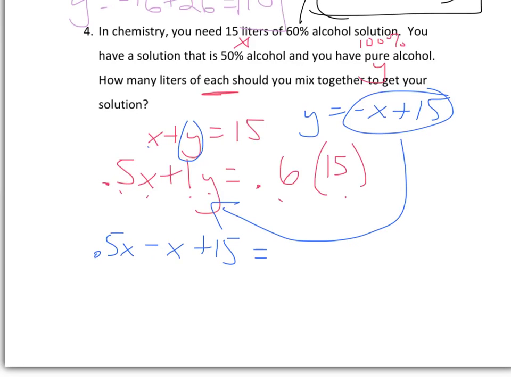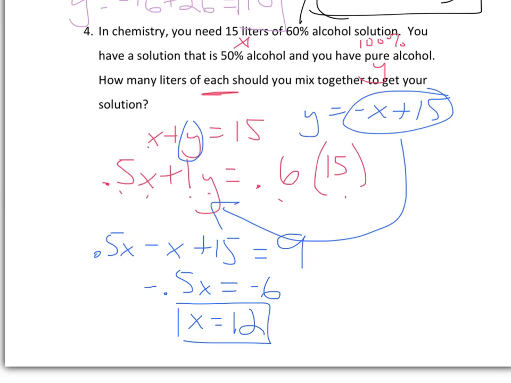You should get 9. Okay, so 0.5x minus x is going to be negative 0.5x. So negative 0.5x, subtract the 15 over, we'll get negative 6. And so when you divide negative 0.5 to both sides, you should get x equals 12. Now very easy to figure out the end of this equation, right? If you've got x equals 12, so we got 12 plus what equals 15, so y obviously equals 3.